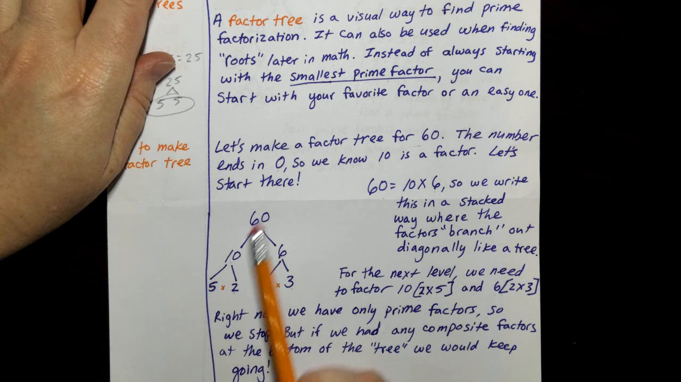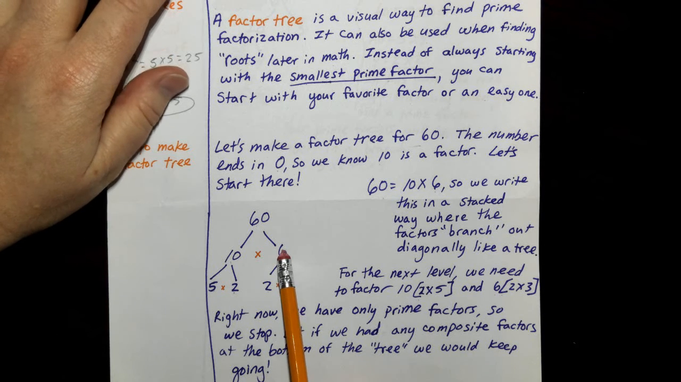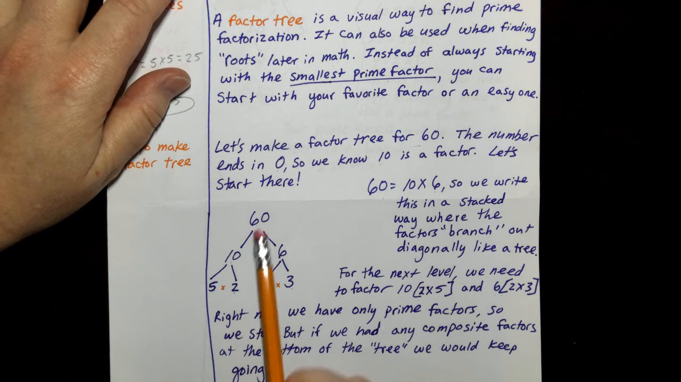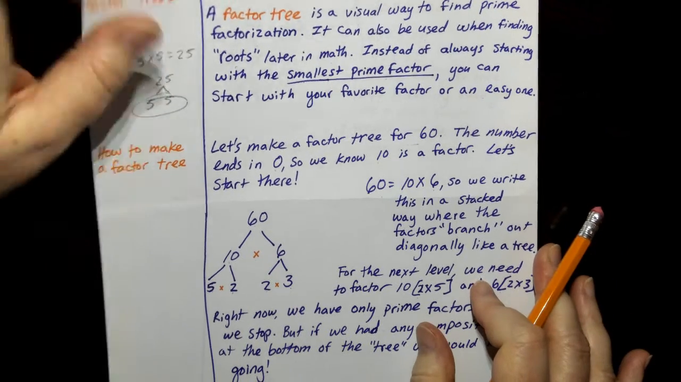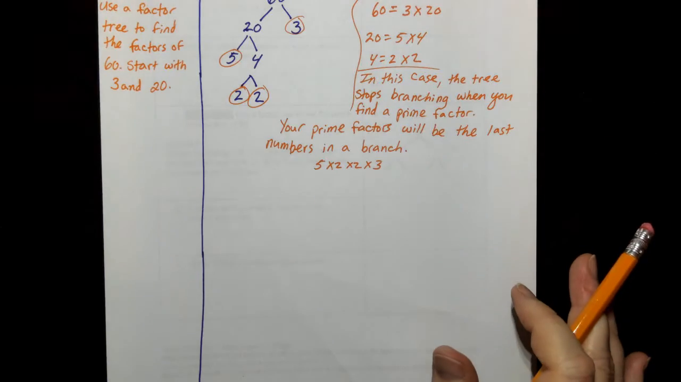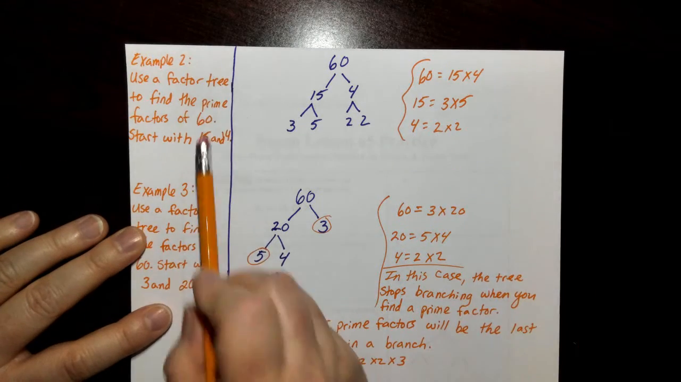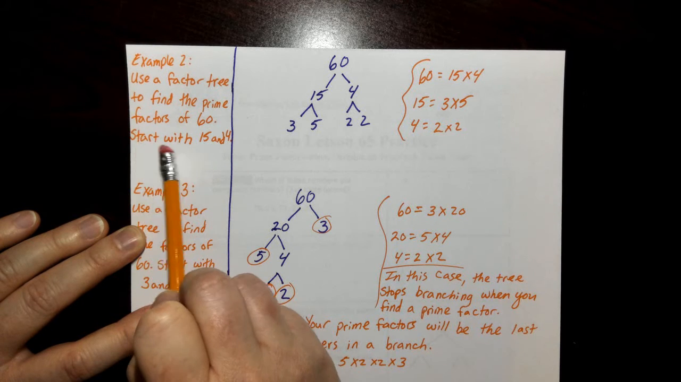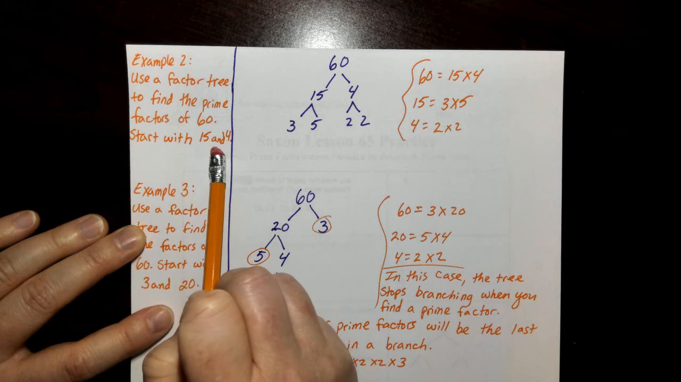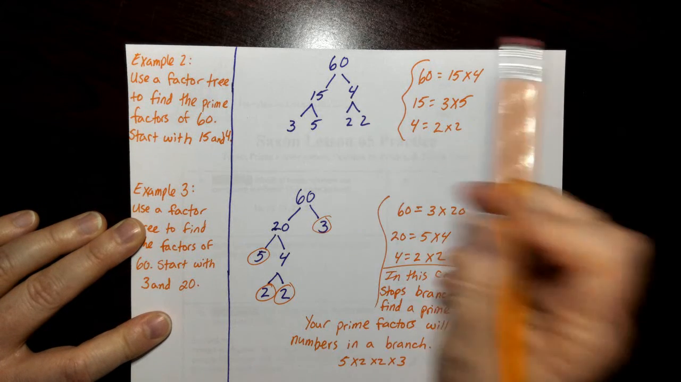So remember, 60. You pick your first starting numbers unless the problem tells you what to start with. 6 times 10, because we end in 0. It's easy, right? And then you just break it down into the smallest possible numbers until you can't get any smaller. Okay, example number 2. Use a factor tree to find the prime factors of 60, and it tells us to start with 15 and 4. So, branch, 15 and 4.